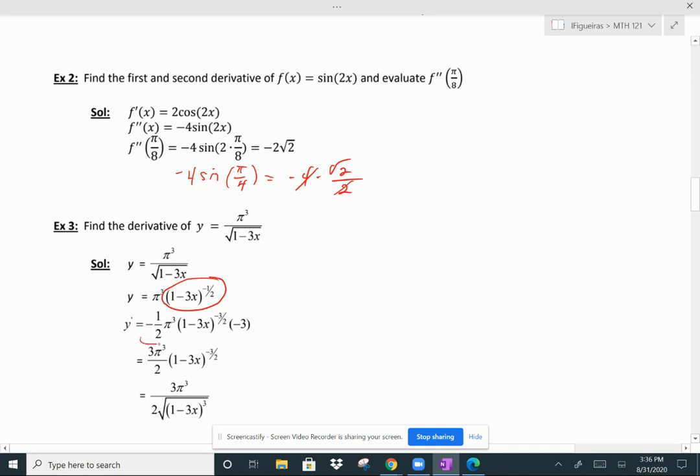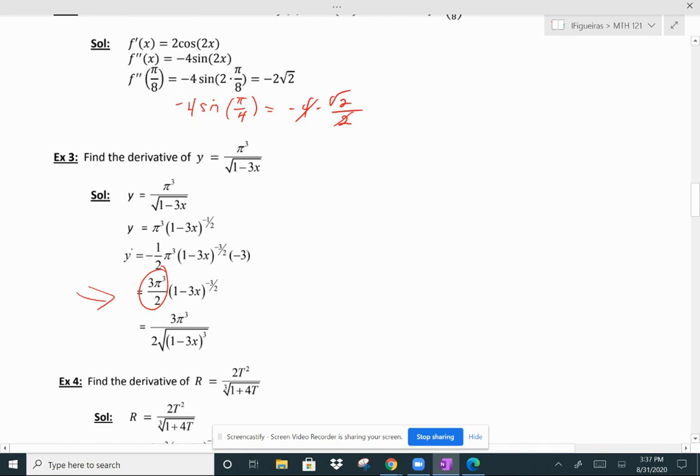You have negative 1/2 times the pi cubed times (1 minus 3x), subtract 1 from negative 1/2 to give you negative 3/2, times the derivative of the inner function, and that is negative 3. Okay, so when you multiply all of the coefficients together, that's the negative 1/2, the pi cubed, and the negative 3, you get a coefficient of 3 pi cubed over 2 times (1 minus 3x) to the negative 3/2.